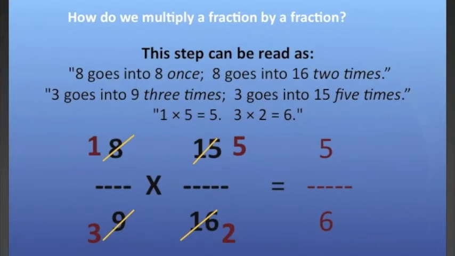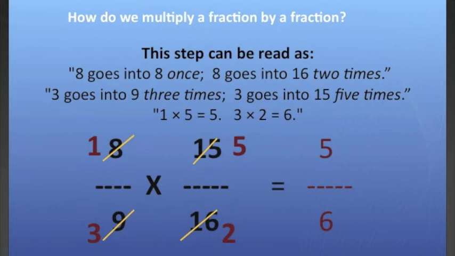To recap that last step, which can be a little confusing, consider it read as this. 8 goes into 8 once. That covers the top left corner. 8 goes into 16 2 times. That would be the bottom right corner, and that takes out the divisor of 8 and 16. 3 goes into 9 3 times. 3 goes into 15 5 times. That takes out 9 and 15's common divisor of 3.